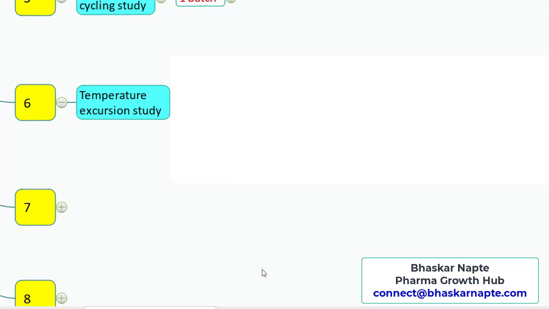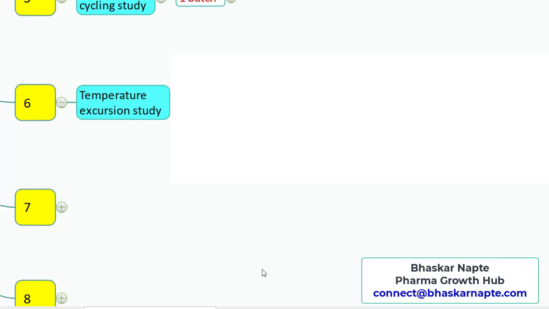So if during transportation the temperature varies extremely, and if it goes beyond the proposed storage condition for the product, then an investigation shall be carried out to study the impact on the quality of the product. How this excursion outside the label storage condition is going to impact the product quality has to be studied, and that is nothing but the temperature excursion.